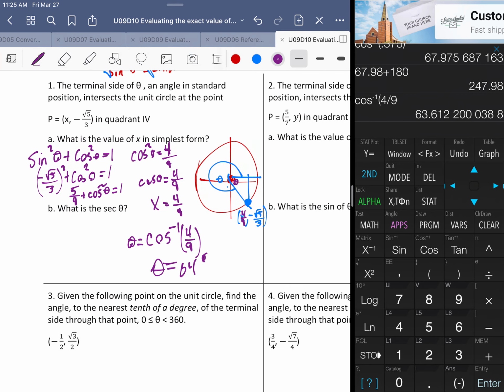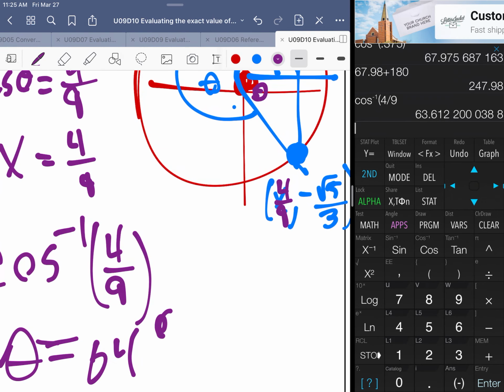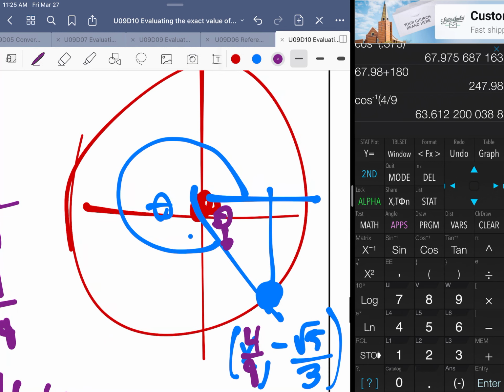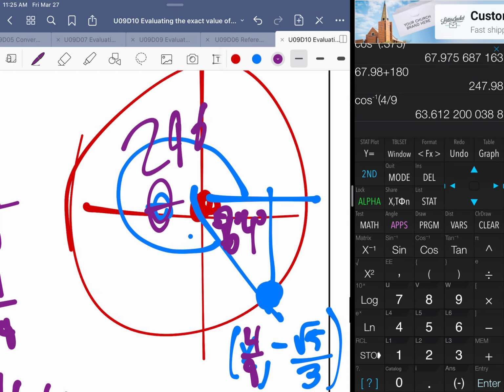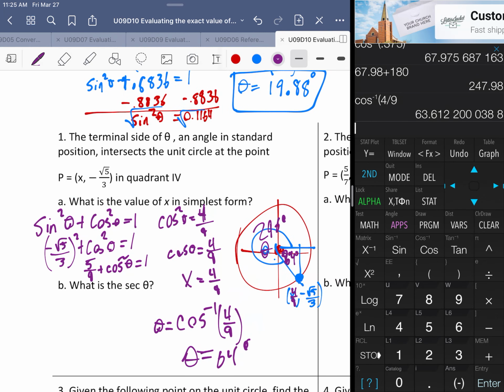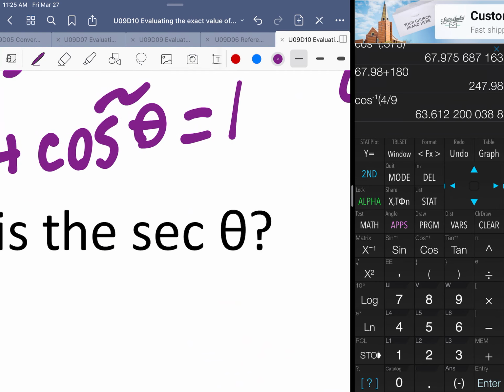All right. Now it didn't ask us for that, but if we wanted to figure out what the angle theta was, which is not what we were asked for, we can very easily do that. It's just a full circle, which is 360, minus 64, would be 296 degrees. So the original angle in standard position was 296. Again, we weren't asked for that. We're being asked for the secant of theta.